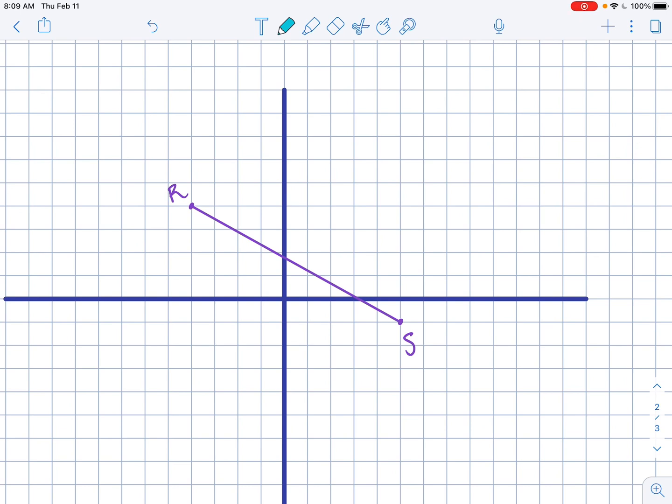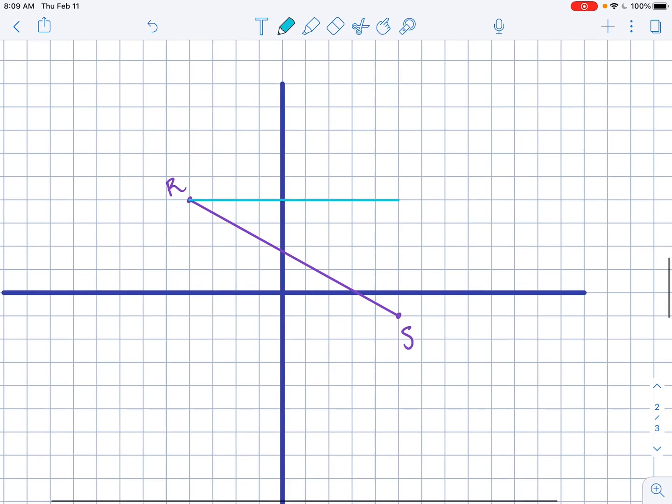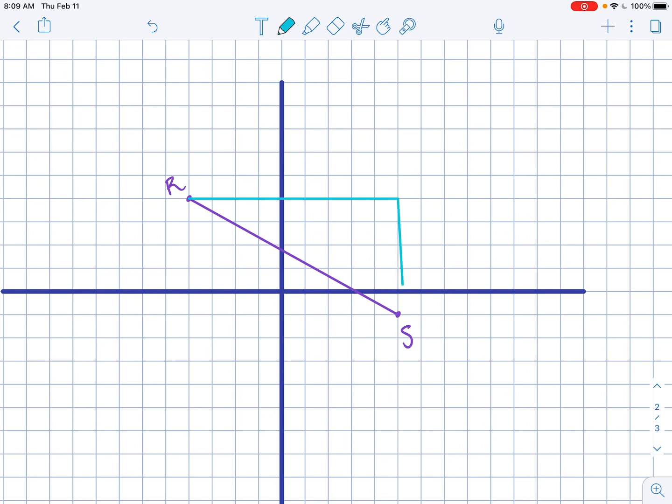So imagine that segment RS is a hypotenuse, and we're going to draw in the entire vertical distance between those endpoints and the horizontal distance between those endpoints. Now, do you see a right triangle? So this we know is a right angle because we have a horizontal segment and a vertical segment intersecting, so they create a 90-degree angle there. So now this is a right triangle.